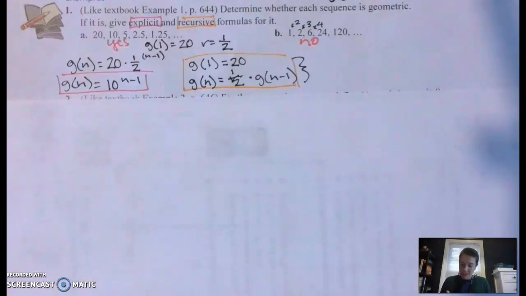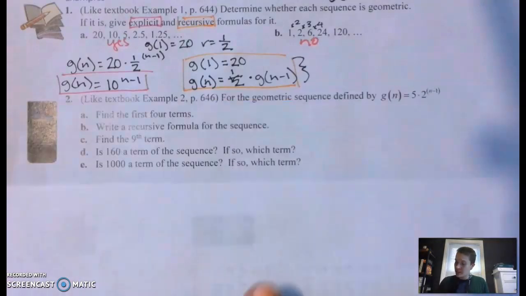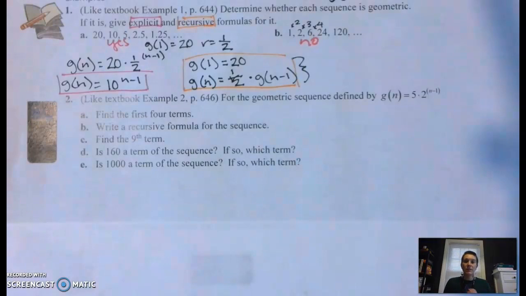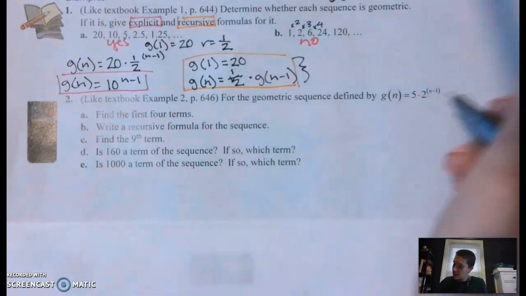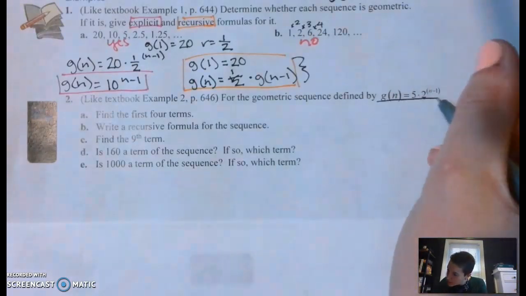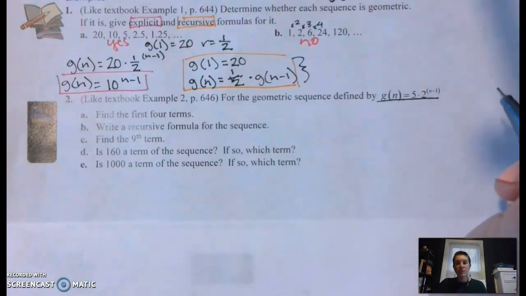So, our second example is, again, much like our second example was on the other practice problems we did for arithmetic sequences. We're given a sequence, a geometric one this time, in recursive formula. We're asked to do a bunch of things with it.